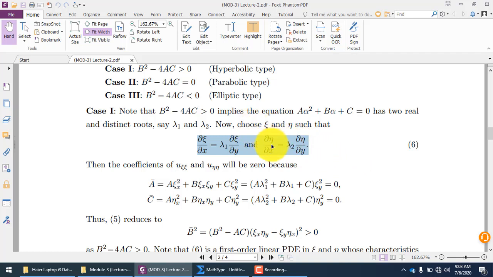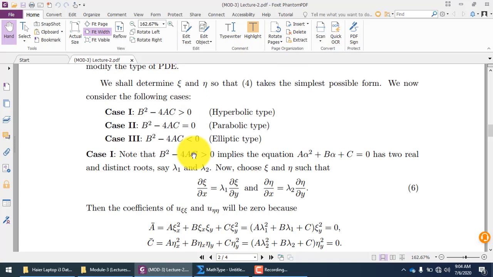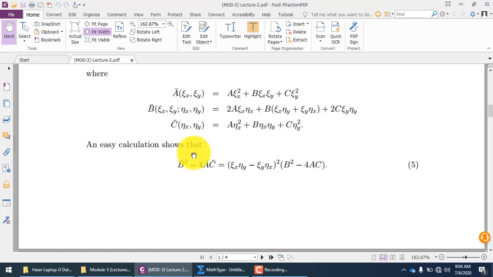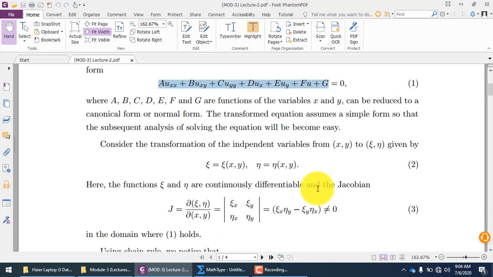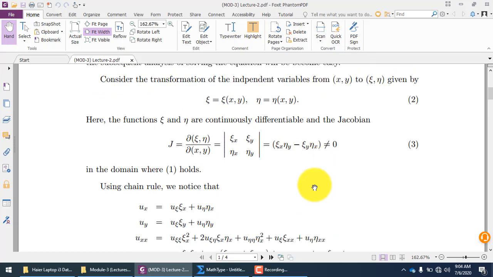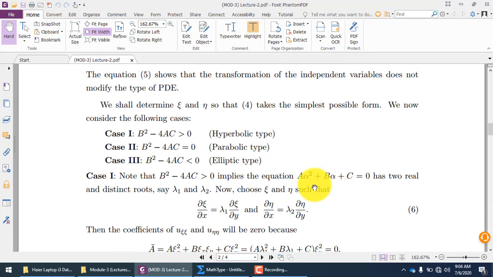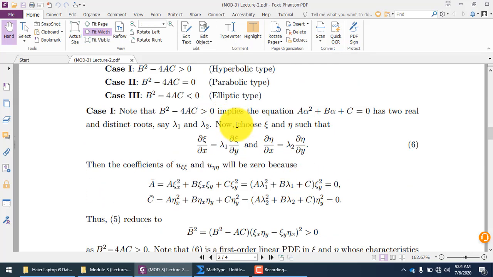Remember that thing. But how you choose is more important. What does the transformation actually do? The transformation changes the partial differential equation into a much more suitable form. This is the actual idea and help from the transformation. It will transform this equation into a much simpler form. This is the advantage of transformation. How you transform is not unique. You can define xi and eta, because ultimately you have to choose xi and eta. This step is very important.